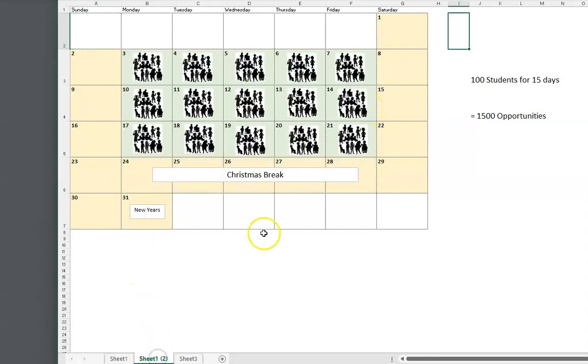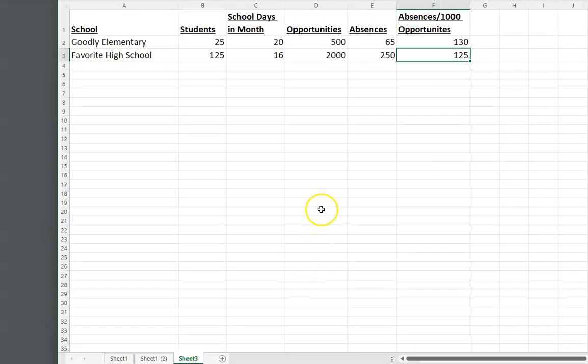If we look at a different school and a different month, let's say this school has 100 students, and in this month there are only 15 school days. And so this school for this month will have 1,500 opportunities for students to be absent. And so that's what opportunities are. And when you combine that with the data for the number of absences, you're able to compare schools that are different sizes and months that have different days in them.